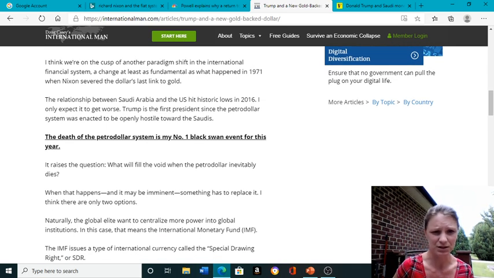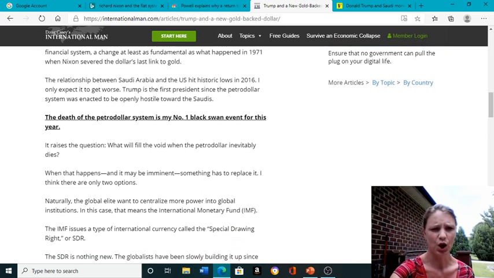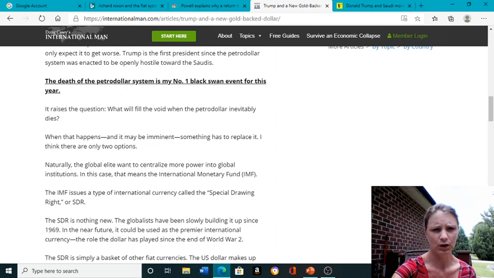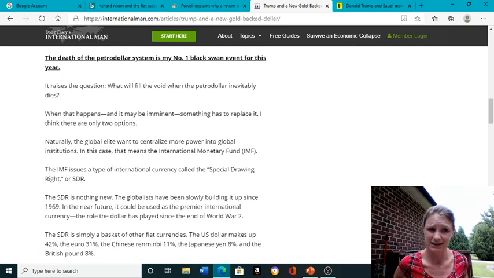So the death of the petrodollar system is my #1 black swan event for this year. It raises the question, what will fill the void when the petrodollar inevitably dies? When that happens, and it may be imminent, something has to replace it. I think there are only two options. Naturally, the global elite want to centralize more power into global institutions. In this case, that means the International Monetary Fund. I know y'all have heard of that because I've heard of that, okay? Even though we may not know what it means, we've heard of it, right?